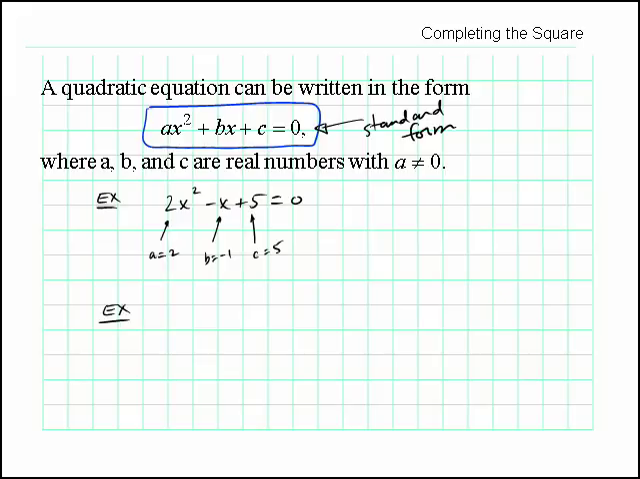Another example, x squared equals 3x plus 1. It's not in standard form, but if I move everything to the left side, I can put it in standard form. x squared minus 3x minus 1 equals 0. And in this form, I can see that a is 1, b is -3, and c is also -1.